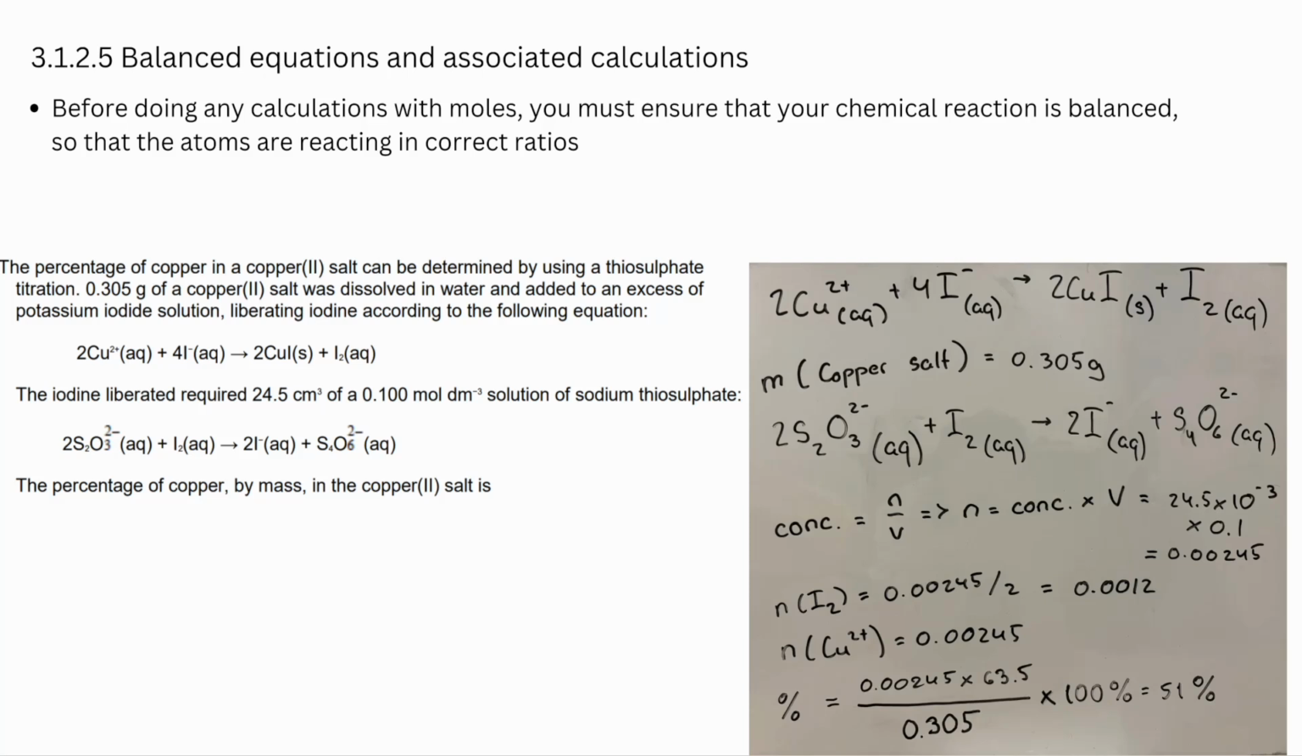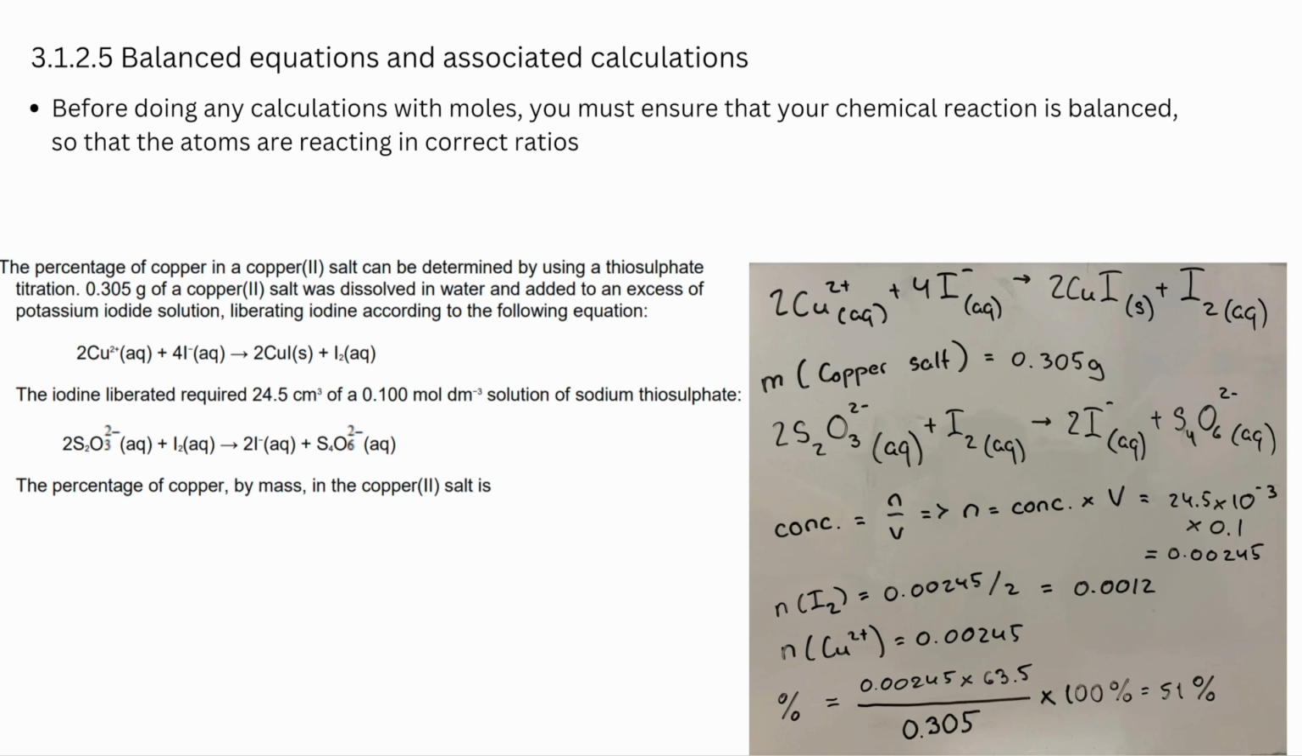The percentage of copper in a copper(II) salt can be determined by using a thiosulfate titration. 0.305 grams of copper(II) salt was dissolved in water and added to an excess of potassium iodide solution. The iodine produced was then titrated with the sodium thiosulfate solution. We are asked to determine the percentage of copper by mass in the copper(II) salt.